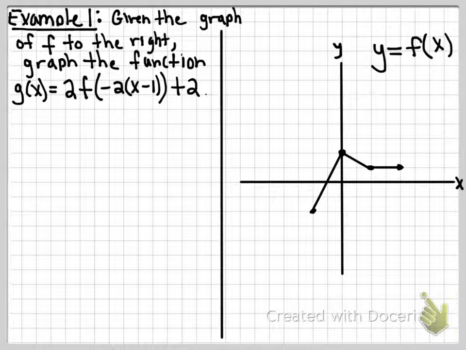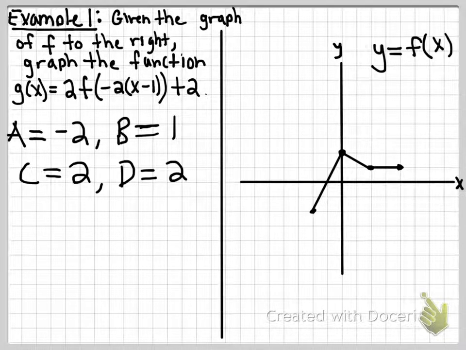Okay, so I always think it's a good idea to find the corresponding values of a, b, c, and d. So what we'll do is notice the value inside the parentheses. The value for a inside the parentheses would be negative 2. That would be this value right here. b is going to equal positive 1. That's what we are subtracting from x inside the parentheses. The value that we are multiplying f by out front, c, is going to be positive 2. And then finally what we're adding to the output of f at the end is going to be a positive 2, so d is equal to 2.